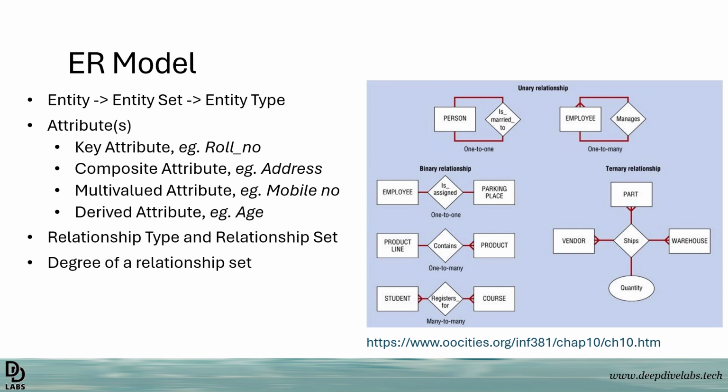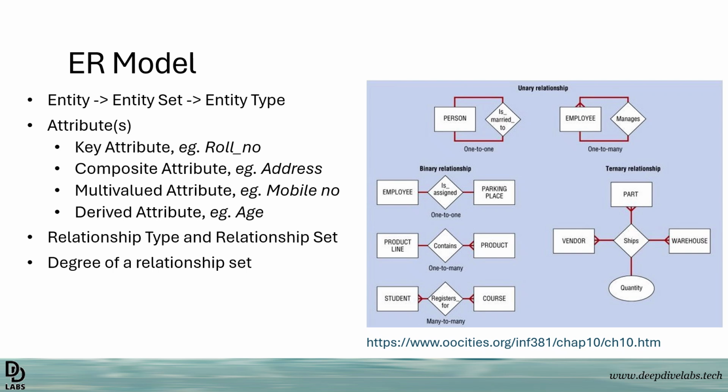Whereas a binary relationship is essentially one which combines two entities, right? Very similar to the ER diagrams we saw. So an employee is assigned to a parking space. This relationship can be one-to-one or it can be one-to-many. A particular product line contains multiple products, right? And then a student can register for multiple courses. So this is a many-to-many relationship because on both sides, a course can be taken by multiple students, and a student can register for multiple courses, right? So this is a binary relationship between two entities here.